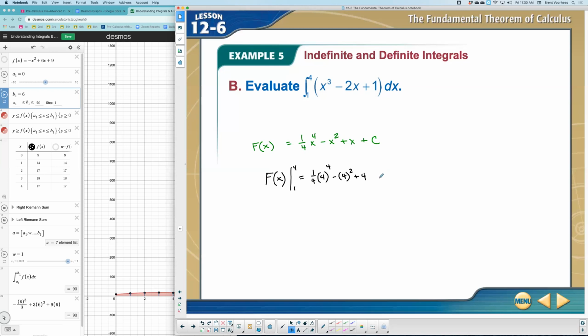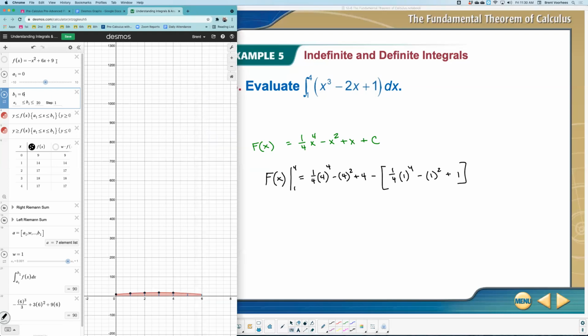We really don't need the c. If you include a plus c here, when you subtract the next portion, that'll go away. So I don't need to include that. And now let's plug in the 1 across. So 1/4 times 1 to the fourth power minus 1 squared plus 1, which I don't need that parentheses. It's not even multiplying with anything. Okay, and so if we evaluate that, we should get our answer.